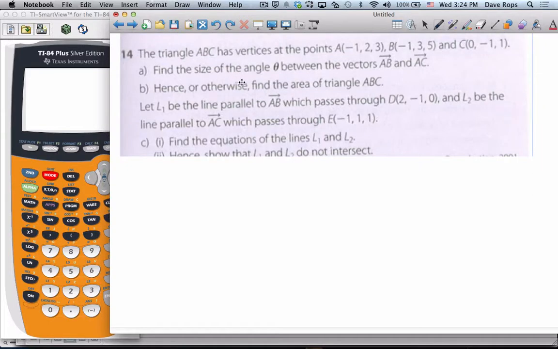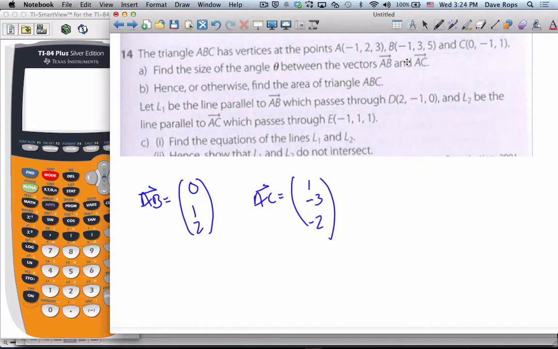Okay, here we are, number 14 from the homework for vectors. We have triangle ABC, and with these various points, we want to find the size of the angle between these two vectors. In order to do that, I need to find vectors AB and AC. To get AB, I subtract B minus A, and AC is C minus A. If I do AB and AC, I get those values quite quickly by that computation.